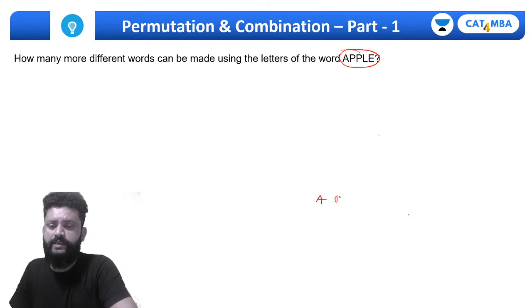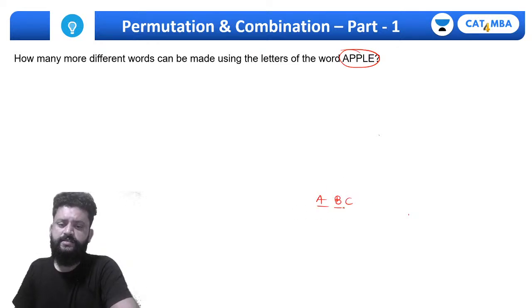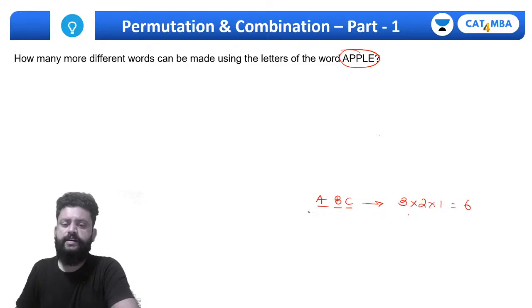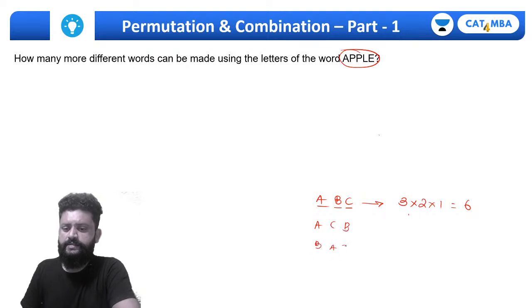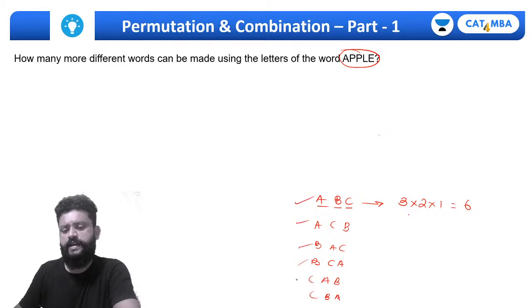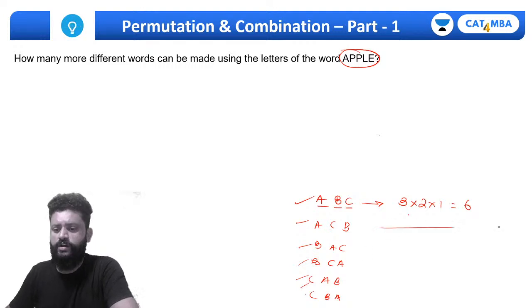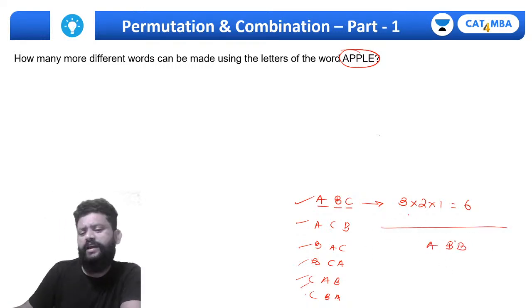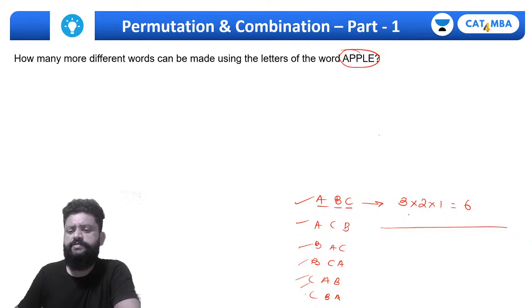Okay, let's say A, B, C. I want to arrange these 3 things in a linear arrangement. So 3 into 2 into 1. So I can have 6 different arrangements, which are A, C, B, then B, A, C, B, C, A, and C, A, B, and C, B, A. So I do have 6 different arrangements, right? But if I want you to arrange just A, B, B, we cannot have 6 different arrangements again.